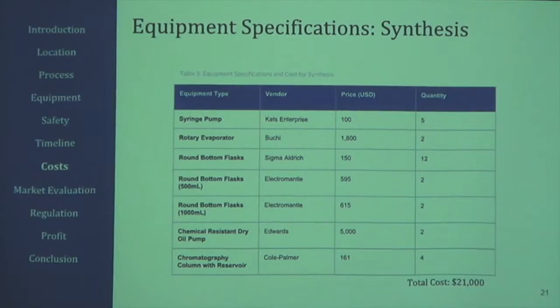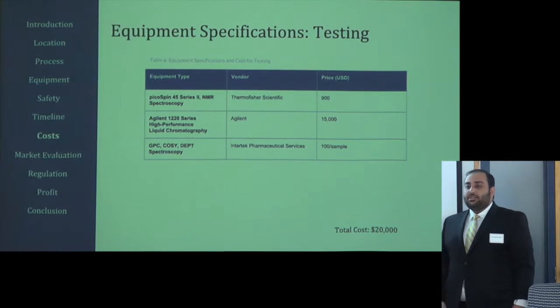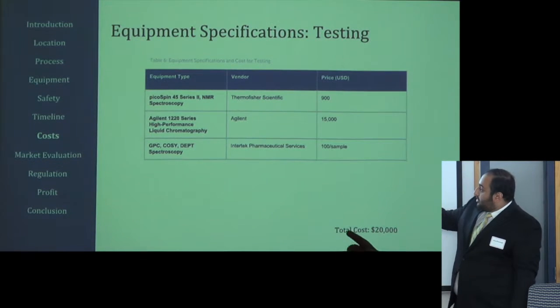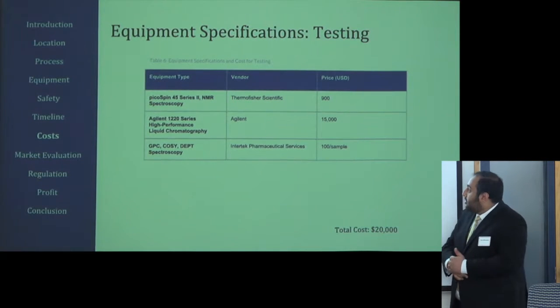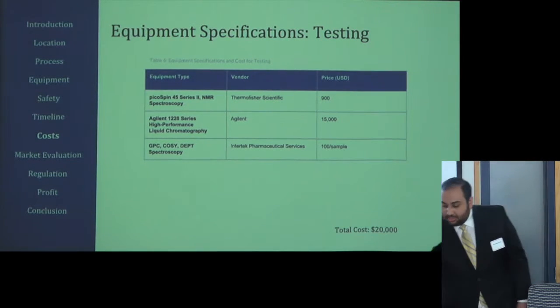equipment specification and cost for the synthesis part. We will get several pumps, a couple of rotary evaporators, several round bottom flasks with different sizes, and several chromatography columns, and all of these will cost $21,000. And then we have the cost and specifications for the testing equipment. The NMR will cost us $900, and the high performance liquid chromatography will cost us $15,000. And then each sample that we will send to Intertech Pharmaceutical Service will cost us $100 for, as you can see in the bottom left, different testing that they have in the Intertech Pharmaceutical Service. And the total for those equipment will be $20,000.